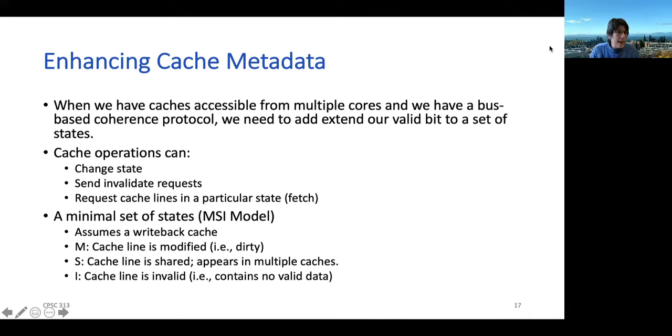So I have a copy, and it is absolutely possible, and in fact likely, that somebody else has a copy too. And so we're going to introduce this new state because we have these three states called modified, which you can think of as dirty, shared, and invalid. We call this the MSI protocol. So these are the three states that a cache line can be in. Every cache line can be in one of these states.